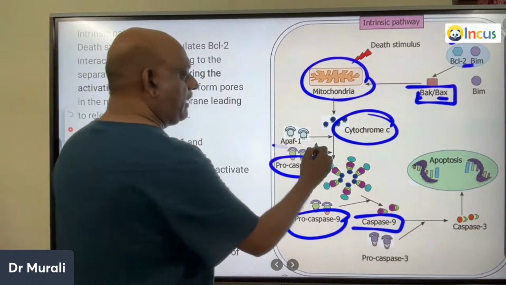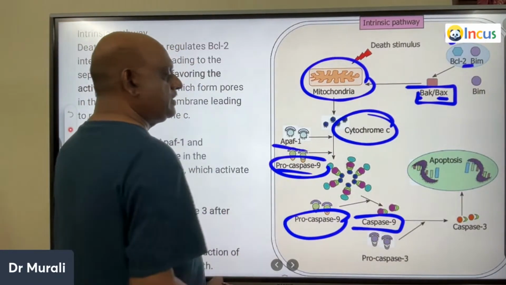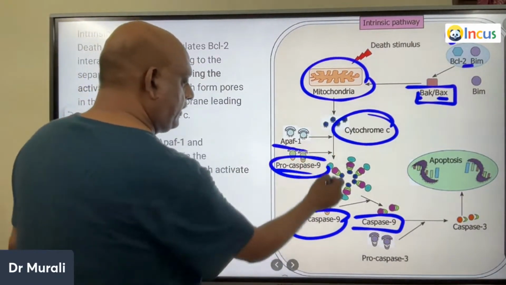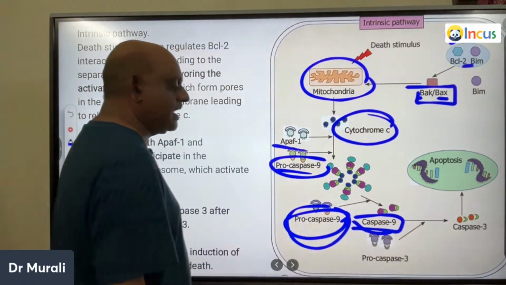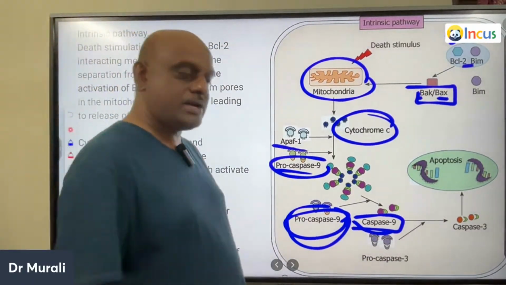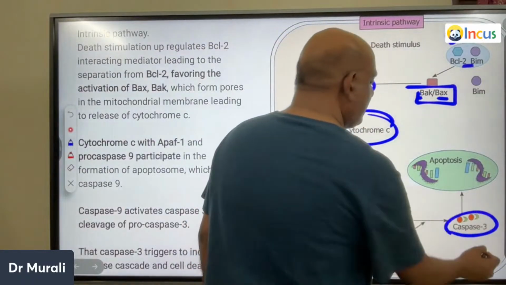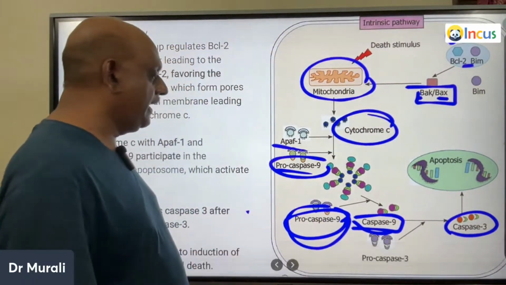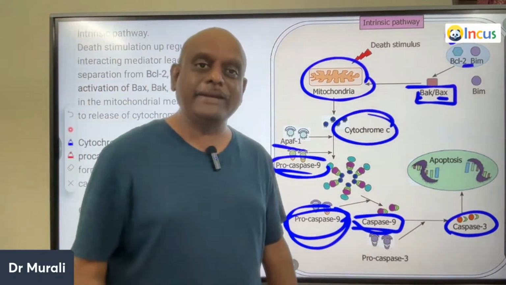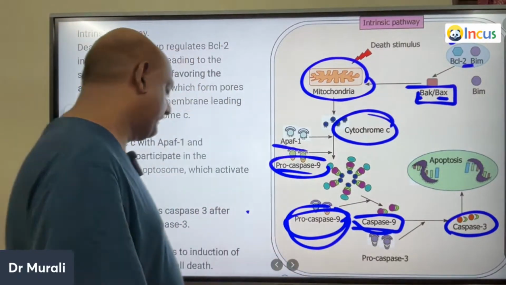And in the process, Apaf-1 and procaspase 9 together with cytochrome C will convert procaspase 9 into caspase 9. Caspase 9 in turn will activate caspase 3. Caspase 3 in turn will cause the apoptosis to happen, is what you need to remember.